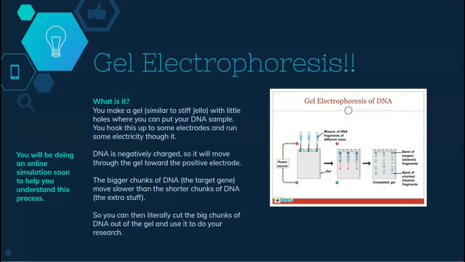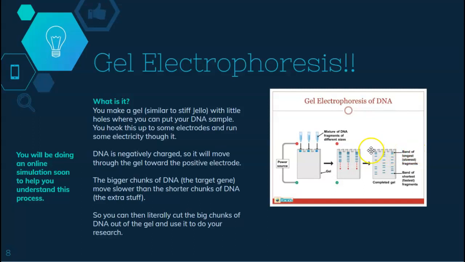But not all the DNA is going to travel at the same speed. The big chunks of DNA, which is the gene that you wanted to study, are going to move slower because they're bigger. And the small chunks, the extra bits, are going to be able to move a lot faster, so they're going to travel a lot further. And once you turn off the electrodes, you can literally see this is your finished product.